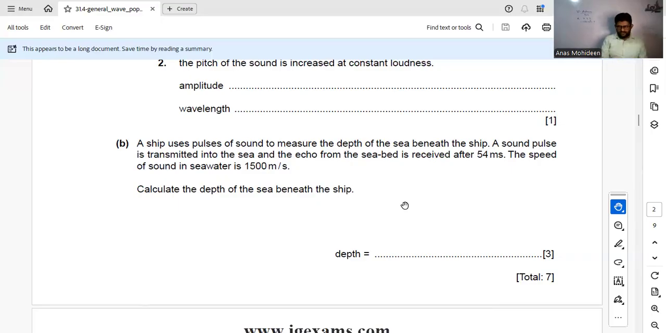So it goes down to the oceanic bed, the seabed, and then it comes back again. That means two paths are there. So when you use that particular time, you are not finding out the depth, you are finding out double the depth. Why? From the sea it goes down and comes back again. So two paths. So what are we supposed to do? We have to divide this time by 2.